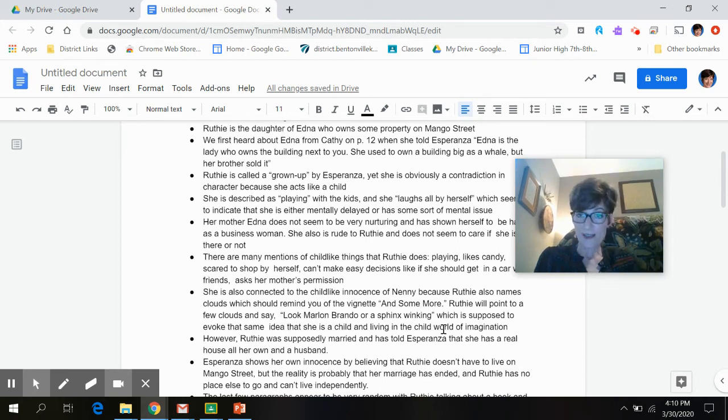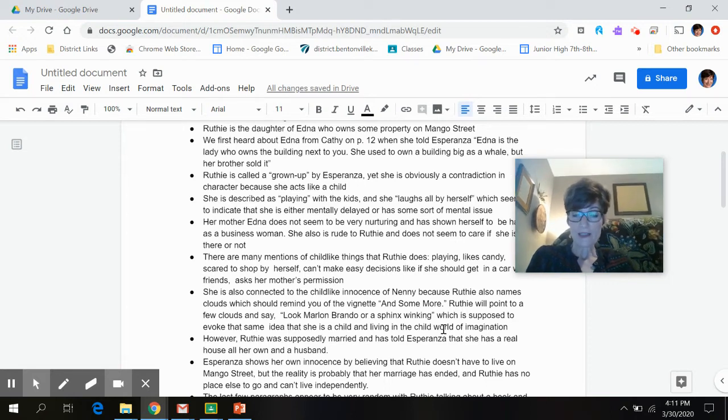Much like that vignette and some more that we did in the Reader's Theater, Nenny was pointing out clouds and naming them Benny, Blanca, Esperanza, Nenny, Geraldo. And now we have Ruthie doing the same thing. And so she's pointing out clouds in a very innocent, childlike way and naming them Marlon Brando, look, a sphinx, look, my left shoe, based on the shape of the clouds.